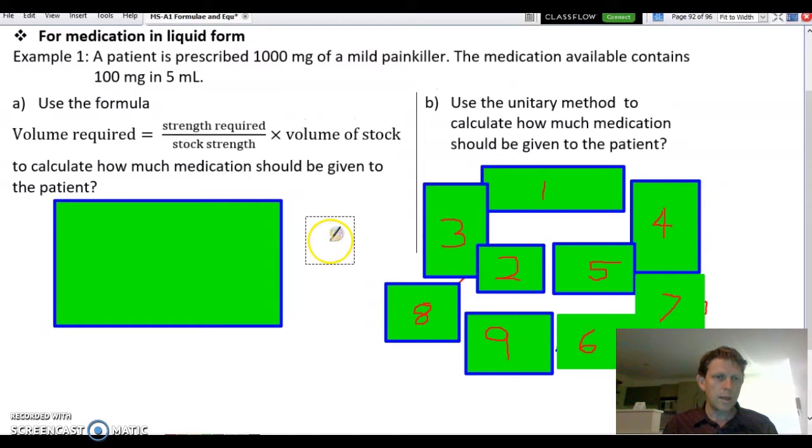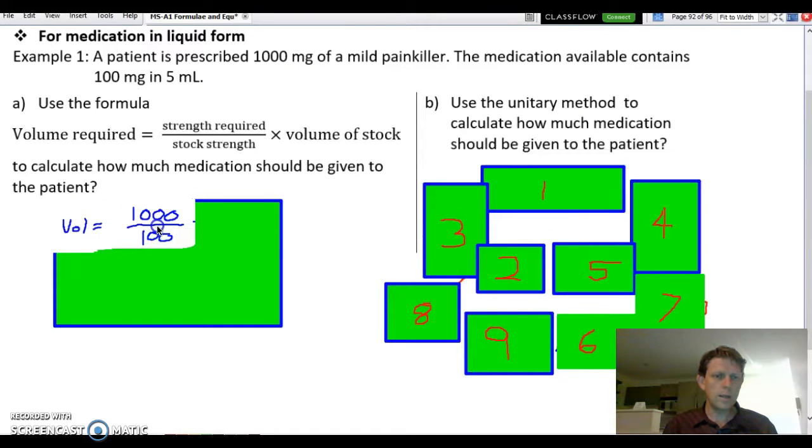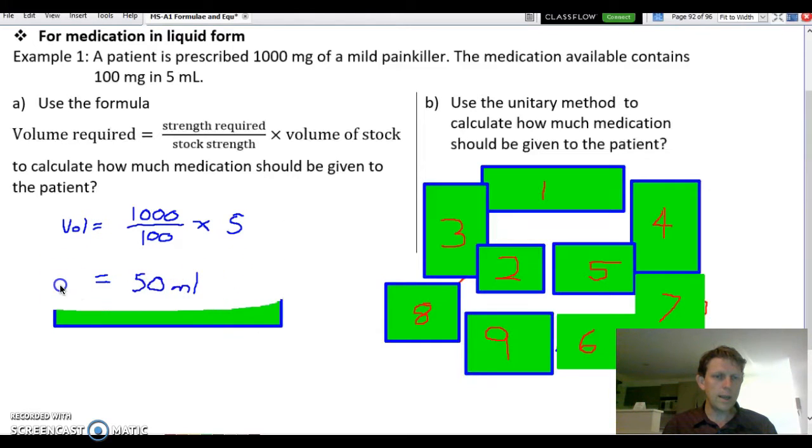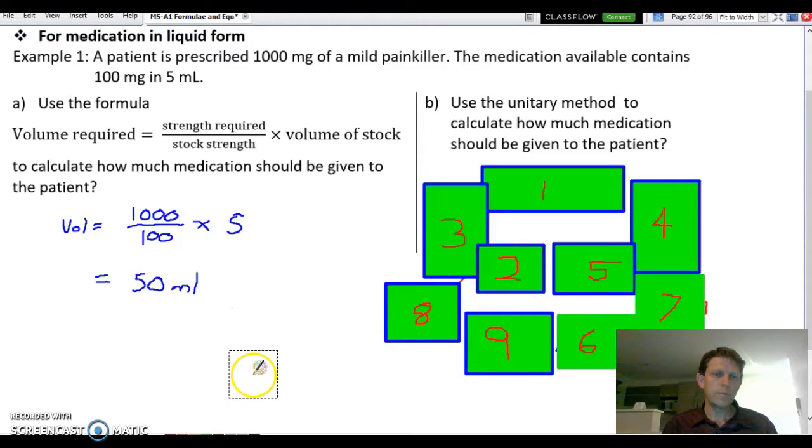prescribed dosage? And we can just use this formula here, which is the volume required equals the strength required over the stock strength times the volume of stock. So to see what that looks like, our strength required is 1,000 milligrams. That's how much we need, and there's 100 milligrams in the stock, right? Times the 5 mils that comes in that stock. So when we work all that out, we're going to end up with 50 mils of it.